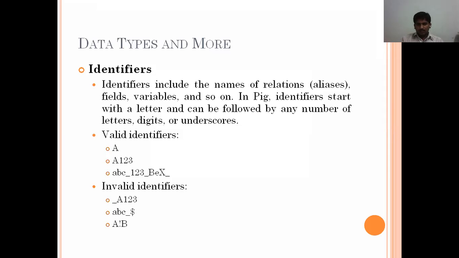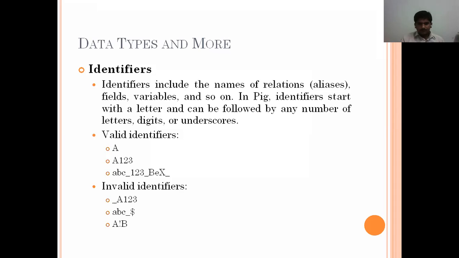In Pig, identifiers start with a letter. This is how you mention an identifier in Pig Latin. What are the rules for declaring an identifier? If you remember, it is the same here also. There are some rules to declare identifiers in Pig. They start with a letter and can be followed by a number of letters, digits, or underscores.